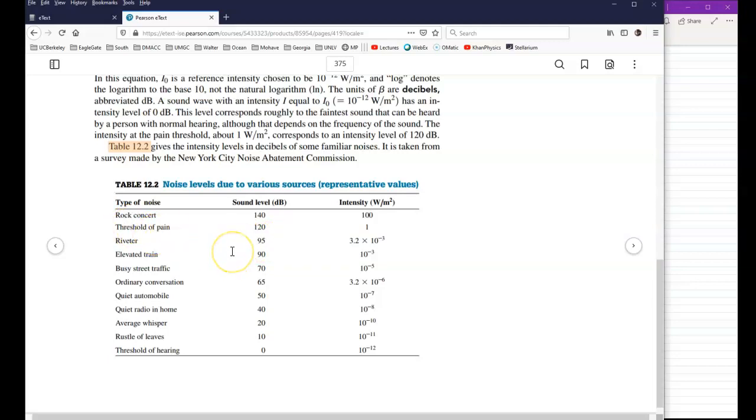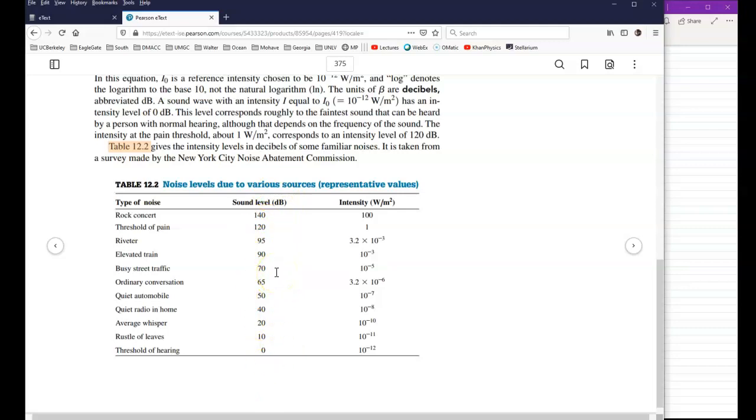And then you have what is called the threshold of pain. When you hear something so loud that you put your hands on your ears, because it becomes painful, that will be 120 decibels. A rock concert, believe it or not, is actually more than the threshold of pain. It's 140 decibels.